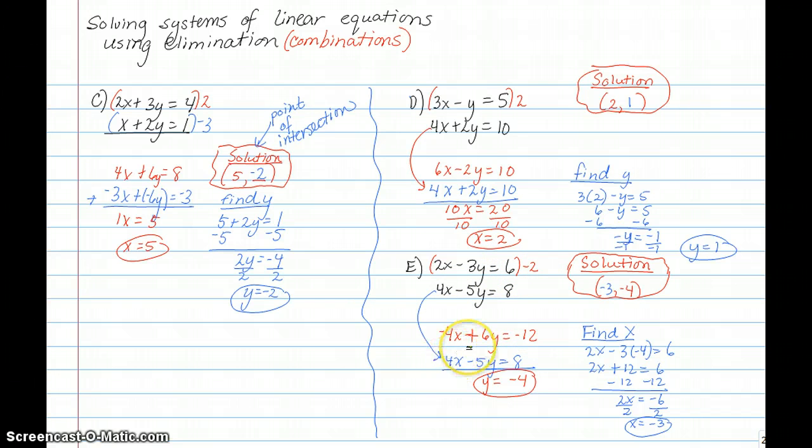Bring down your 4x minus 5y equals 8. And then you put them together. Negative 4x and 4x are 0. 6y minus 5y is y, negative 12 and 8 is negative 4. So that is your y coordinate.